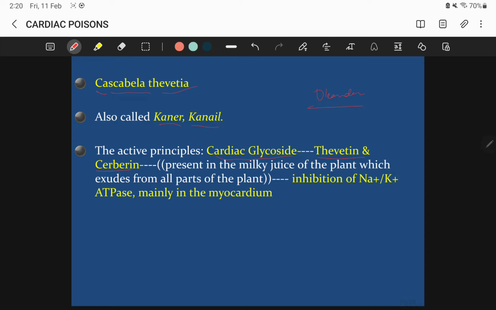Its active principles are cardiac glycosides, in which there are thevetin and cerberin, and they are present in the milky juice of the plant, which exudes from all parts of the plant.